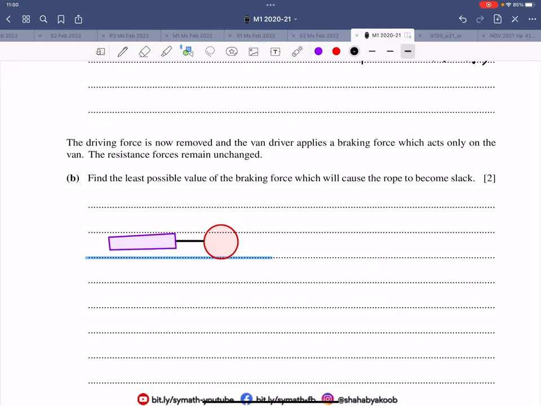Now, first of all, your forward force is now zero. Your tension will also be zero. Let it remain here for a while and let's see how we proceed. This is the van, this is the trailer. This is 700 Newton as before. This is 300 Newton as before. What else is there? There is a braking force. Let's call this braking force B subscript F, BF.